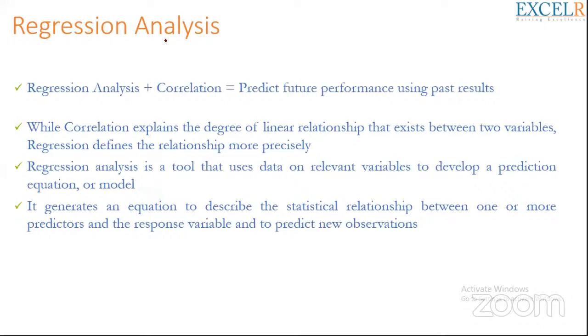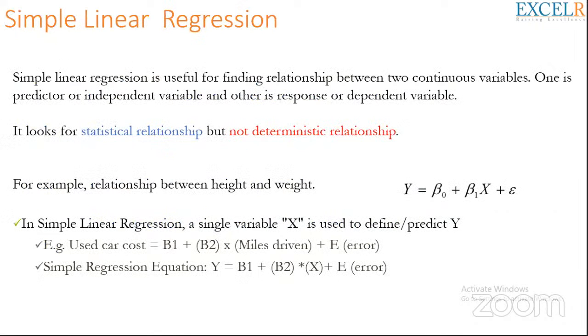So regression analysis. If you want to predict the future performance of a business parameter, we have to combine the concept of correlation and regression analysis. When you combine correlation plus regression analysis, we get the ability to predict the future performance of a business parameter. Now, what is the linear regression equation? The form of the linear regression equation is this: y is equal to beta naught plus beta 1 x.